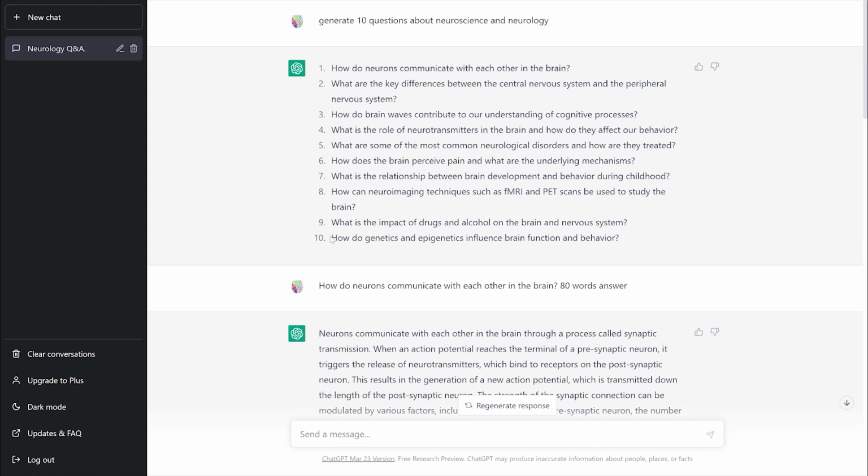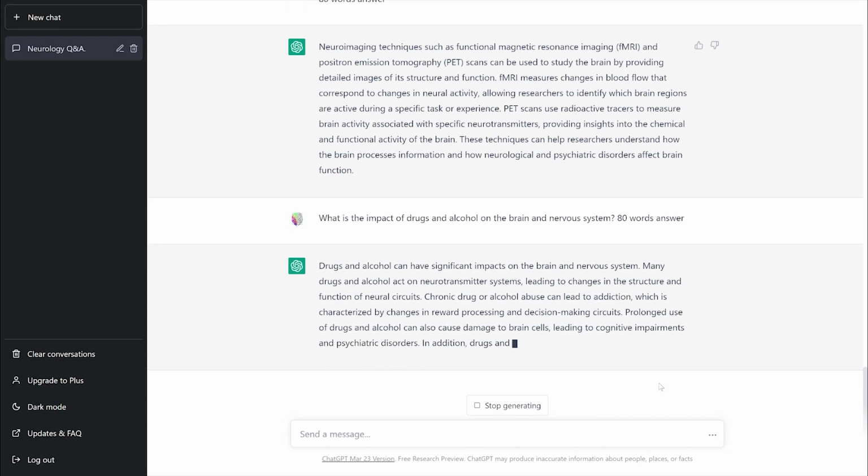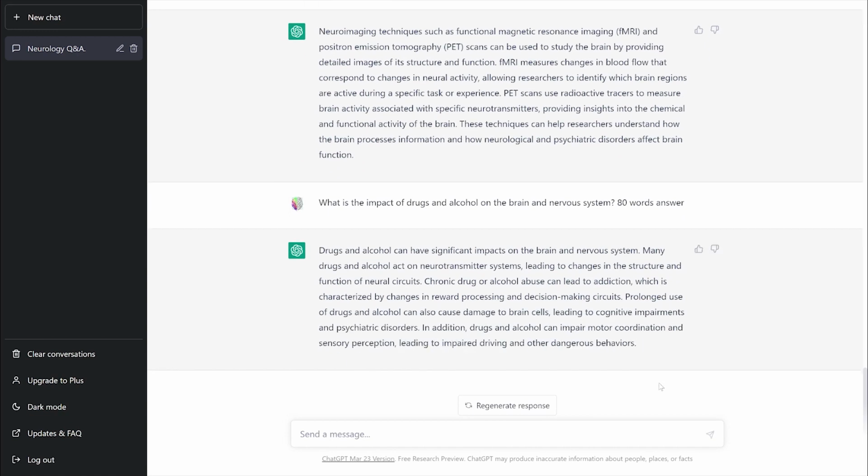What is the impact of drugs and alcohol on the brain and nervous system? Well, okay, it's a good one for alcoholics. Yeah, let's see what happens to your brain if you drink and if you're using drugs. Well, not healthy, but let's see. Drugs and alcohol can have significant impacts on the brain and nervous system. Many drugs and alcohol act on neurotransmitter systems, leading to changes in the structure and function of neural circuits. Chronic drug or alcohol abuse can lead to addiction, which is characterized by changes in reward processing and decision-making circuits.